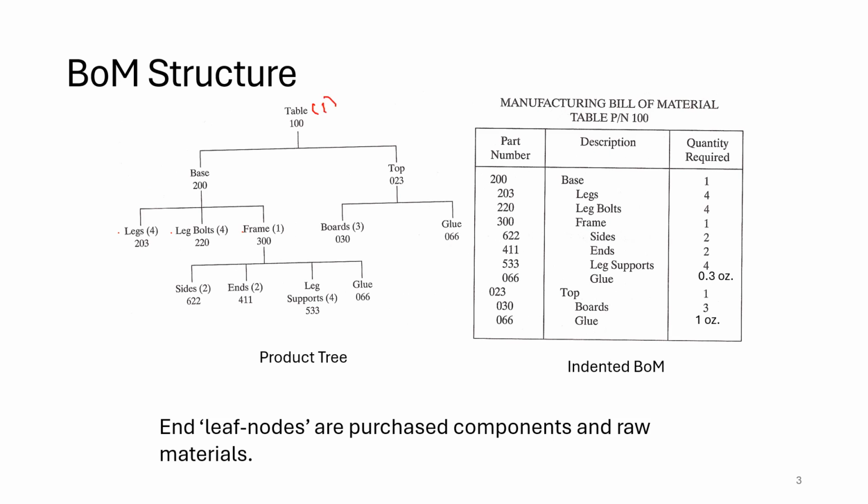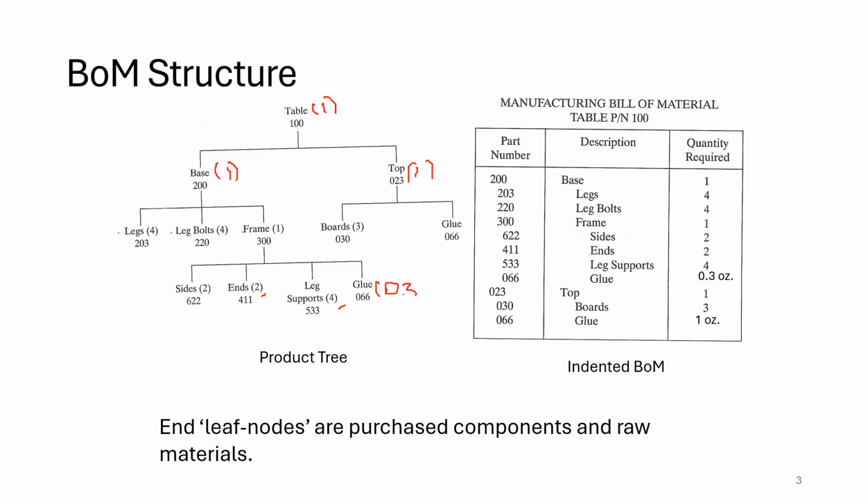So let's say we have something like this. To manufacture one table, we require one base and one top. These should have been included in the BOM. And now to manufacture one base, we require 4 legs, 4 leg bolts, and one frame, which is basically the numbers in the parentheses. And to manufacture one frame now, we require 2 sides, 2 ends, 4 leg supports, and 0.3 ounces of glue. This should also have been included in the BOM.